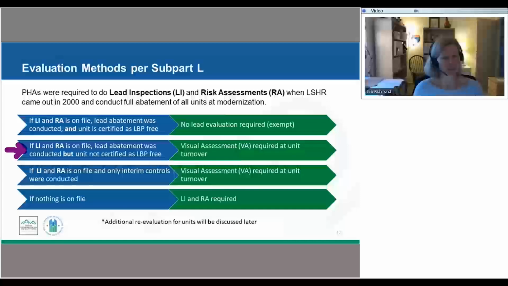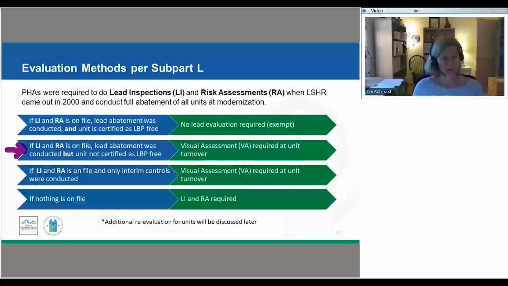So they have a lead inspection and a risk assessment on file. Lead abatement was conducted, but the unit was not certified as lead-free, so we're going to be doing a visual assessment at unit turnover. Our staff has been trained as visual assessors. They took the free online HUD visual assessment training. I have documentation in my files that they're visual assessors, so they're doing the inspection. If the unit passes inspection right away, then that new family can move in right away.